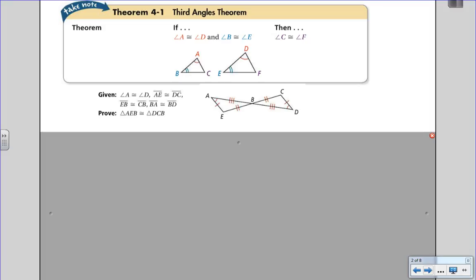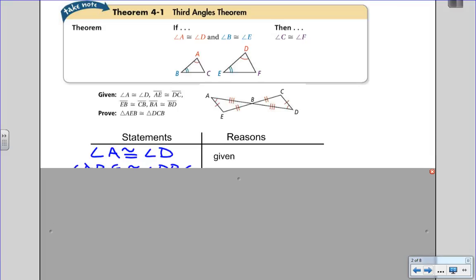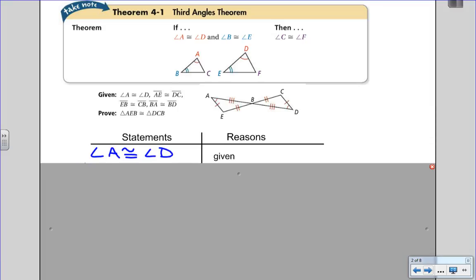Alright, assuming you've paused it and tried it, if you haven't, do it now. The first one is given. Angle A is congruent to angle D. So my strategy was, none of the other givens include angles, so I'm just going to take care of all the angles right now. What can I do so I know that angle A and angle D are congruent?